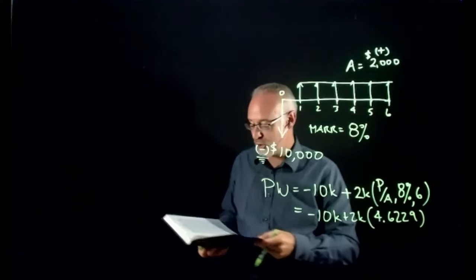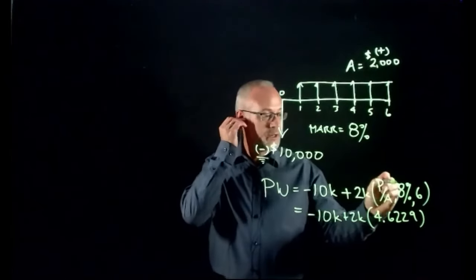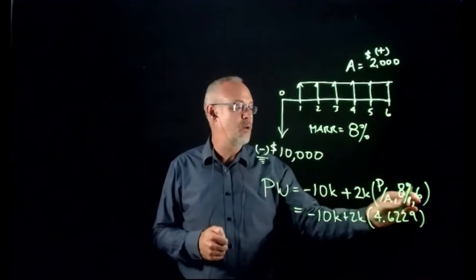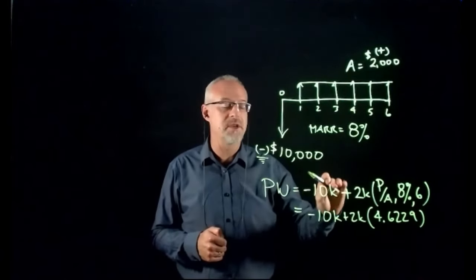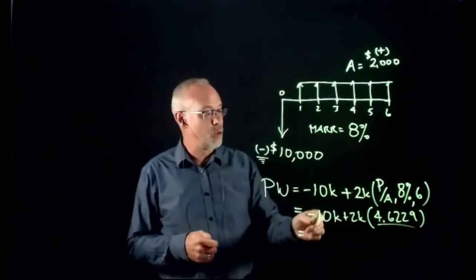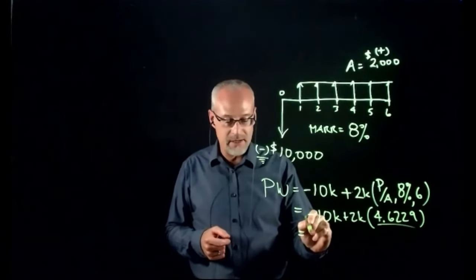4.6229. Okay, make sure that you know how to get that, right? So I went to the 8% table. I went in the column for P given A. I went in the row for n equal to 6, and I came up with this compound interest factor.